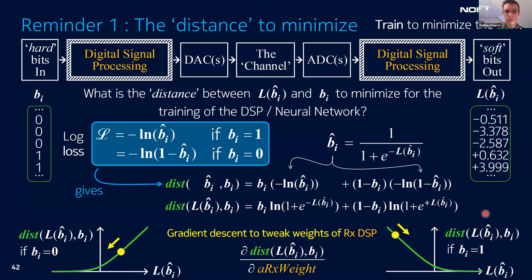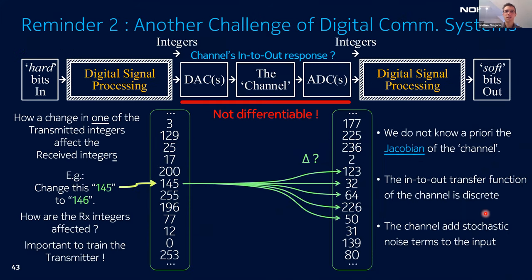This is the first reminder. The second reminder is what we said earlier on, the fact that the channel is not differentiable. The fact that I don't have a Jacobian to backpropagate gradients. The fact that the input and output are integers and the fact that my system is stochastic. But the hardest part is the fact that I don't have a Jacobian. If I change that 145 to 146, I don't know what's going to be changing here. Therefore, I cannot backpropagate gradients.